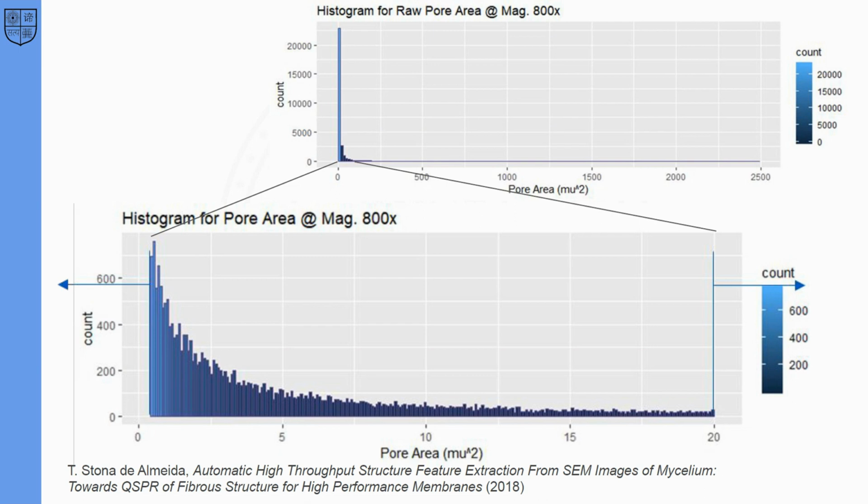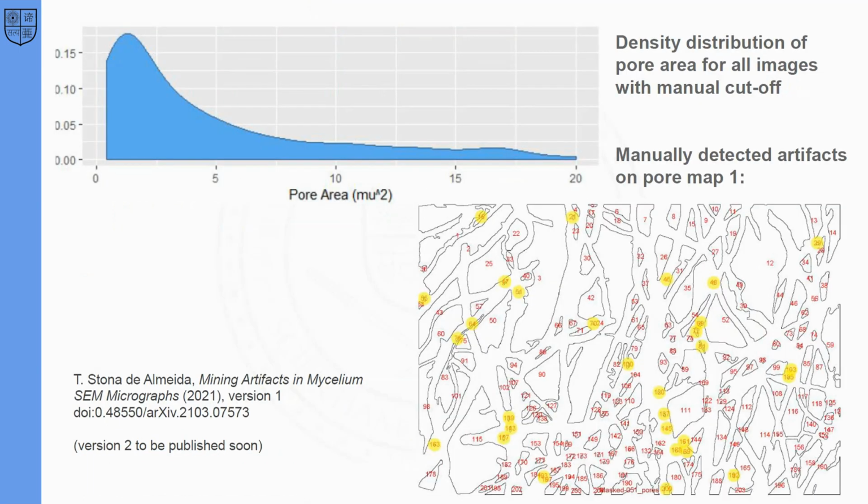0.4 micrometers squared. After more detailed inspection, we noticed that these pores were near the lower limit of accurate resolution. After several discussions and attempts to understand the skewness of the distribution, we decided to set cutoff limits and ignore pores below 0.4 and larger than 20 micrometers squared.